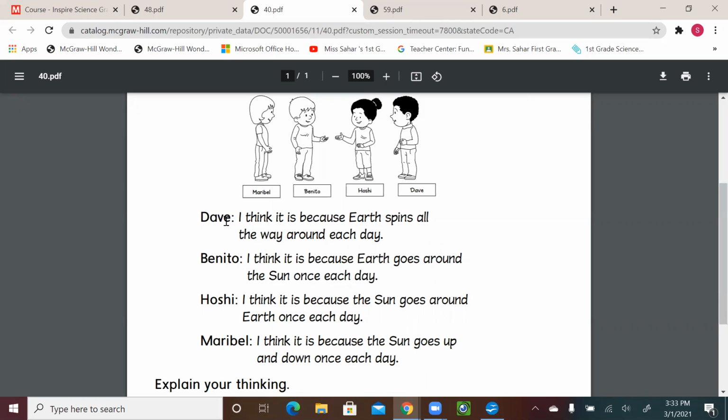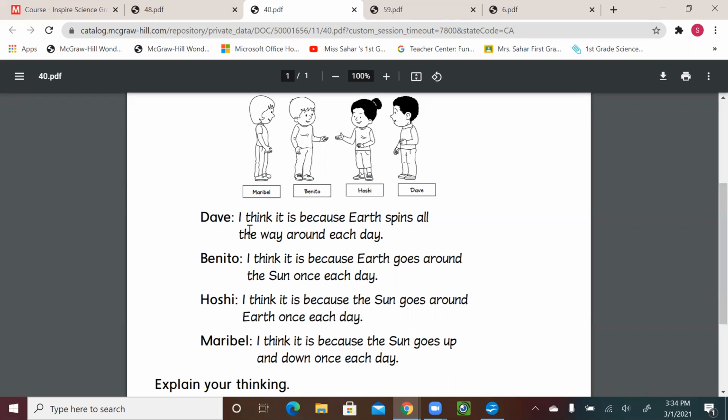So Dave, one of our friends, said, I think it's because Earth spins all the way around each day. Benito said, I think it's because Earth goes around the sun once each day. Hoshi said, I think it's because the sun goes around the Earth once each day. And Maribel said, I think it's because the sun goes up and down once each day. That's why we have day and we have night.